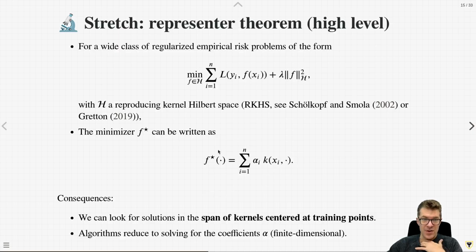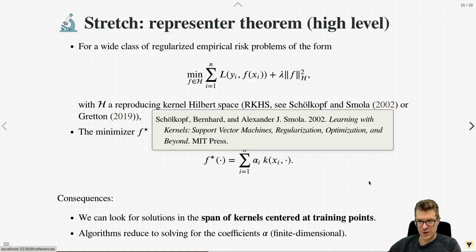This is generalizable as long as H is a reproducing kernel Hilbert space. And the consequence of this finding is that you can look for solutions in a span of kernels centered at training points, and algorithms reduce to solving for coefficients alpha in a finite dimensional space. Again, this is a big stretch, but for those of you interested in research and machine learning, please go ahead and feel free to look into this.